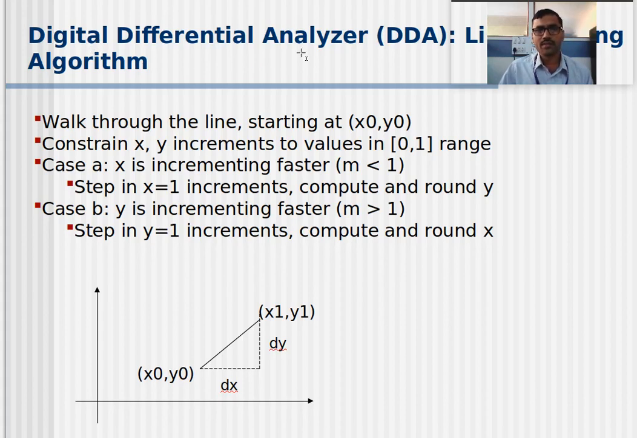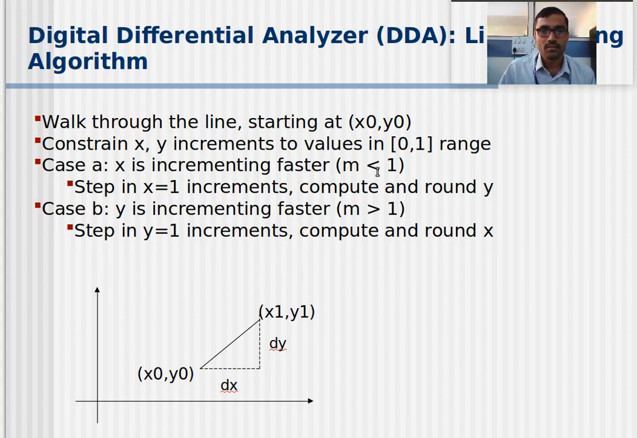Now the digital differential analyzer, that is the DDA line drawing algorithm. In that, let us see, starting at point x0, y0, constrain x, y increments to values in the range 0 to 1. In the first case, x is incrementing faster, that is m is less than 1. In case A, x increments faster, which means the line is close to the horizontal or x axis, and in that case dx is greater than dy.